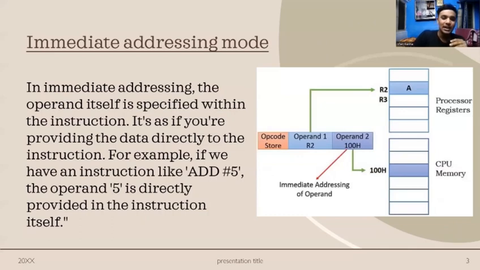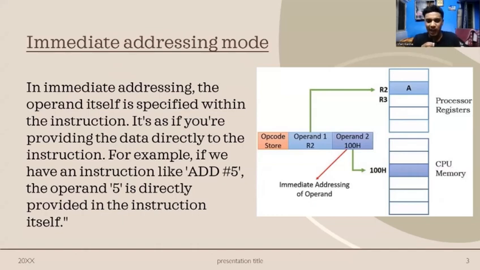Going on to the next slide, the first type of addressing mode is the immediate addressing mode. So what do we understand by the immediate addressing mode? Let us go through the definition first and then we'll discuss what it actually means. In the immediate addressing mode, the operand itself is specified within the instruction. Okay, so I'll underline here that the operand itself is specified within the instruction. It's as if you are providing the data directly to the instruction.